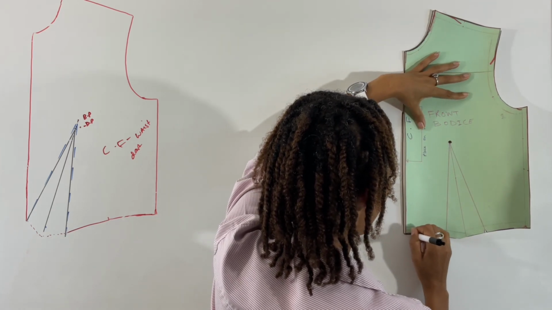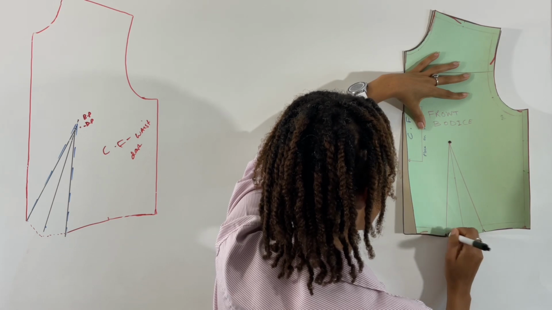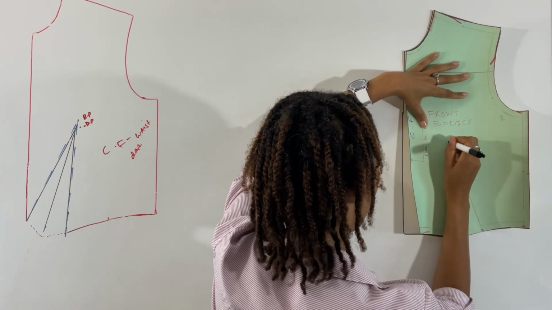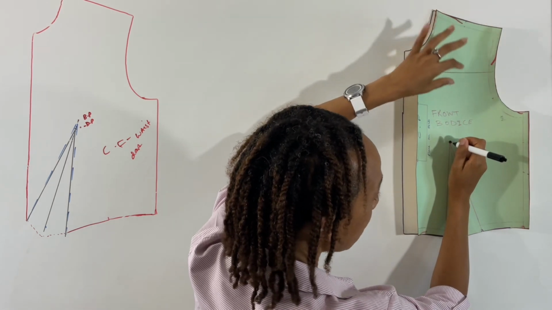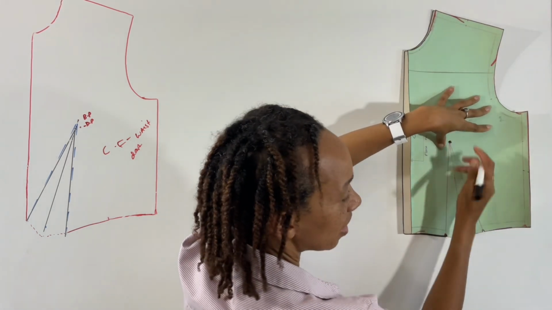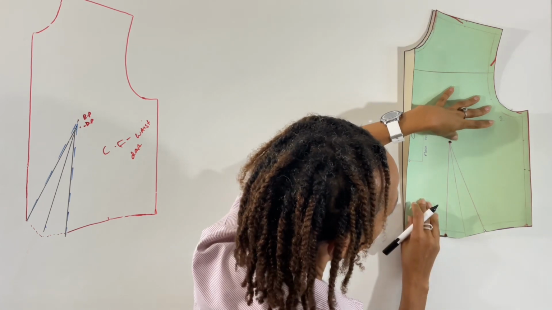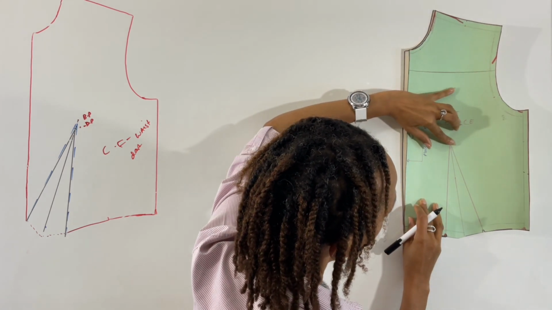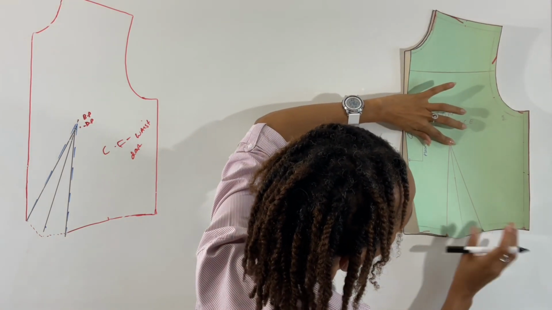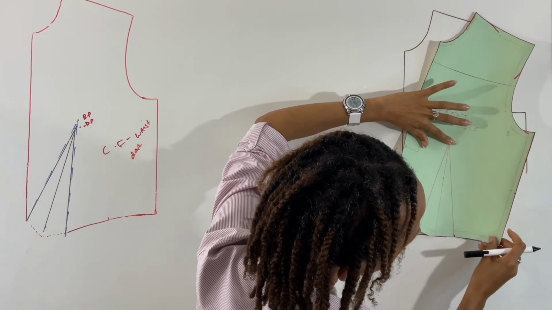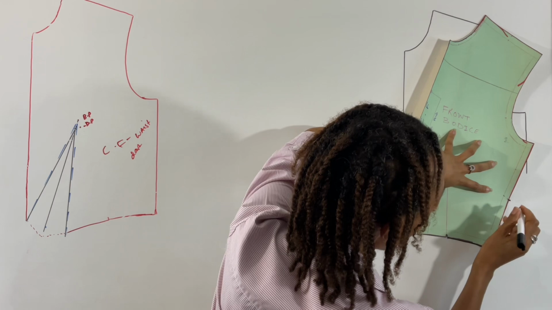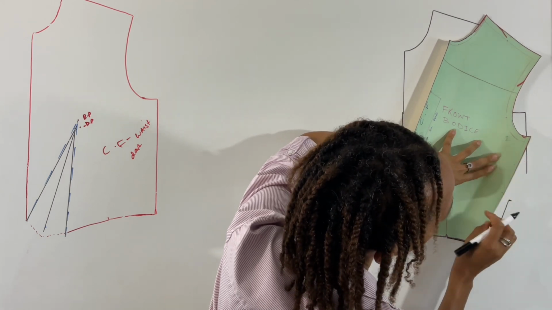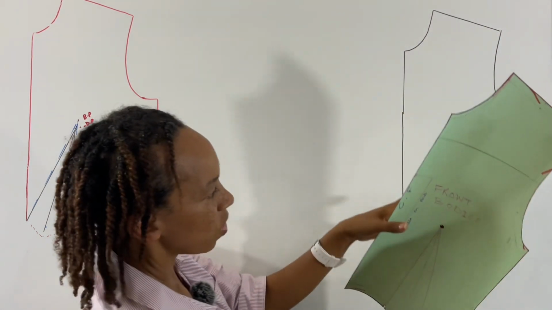And I'm going to trace to the beginning of that dart. I'm going to put my mark here for the dart point. But remember now, this is the dart point. It is not the bust point. And I'm going to place my finger there, or my thumbtack, if you are doing this on paper, and you're going to shift it over. Or you can do this slash and spread method. It doesn't matter. Okay, so that's what you have.